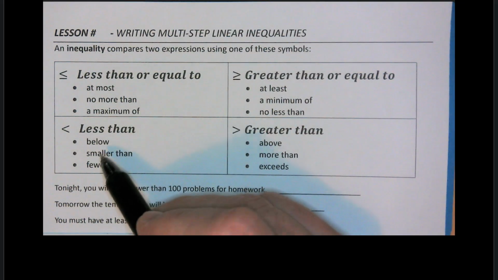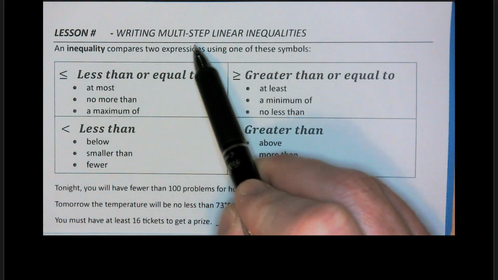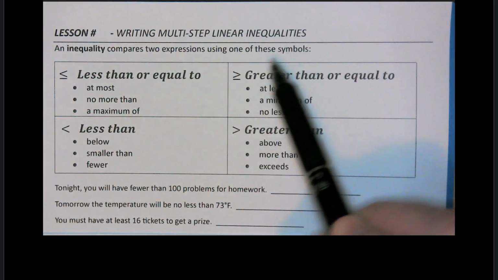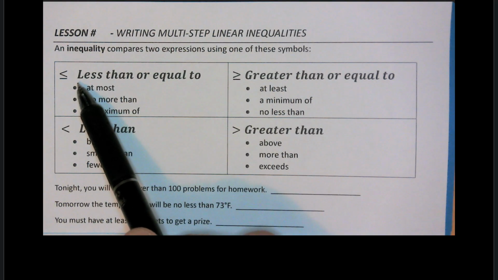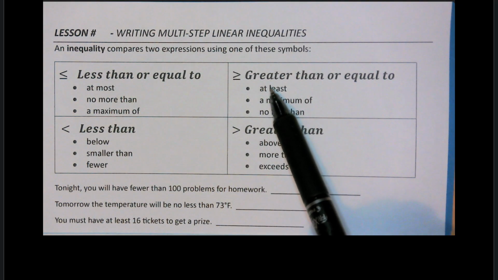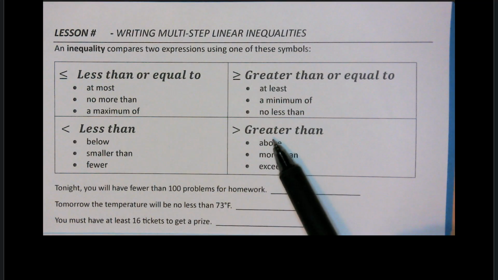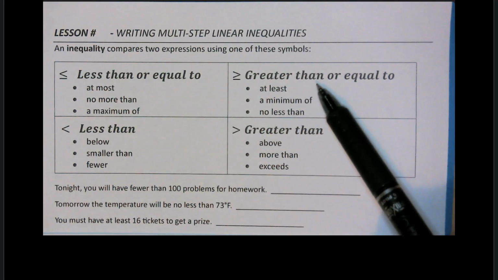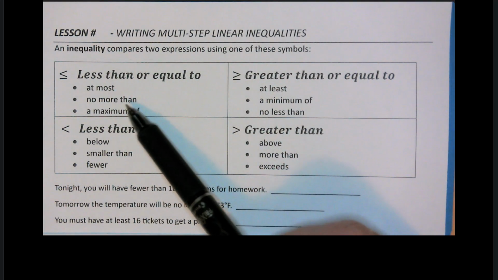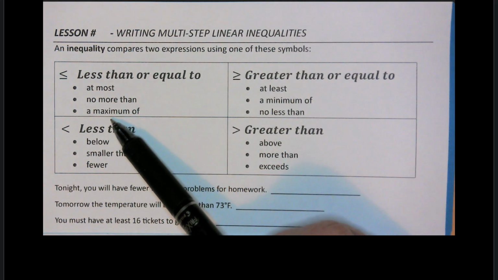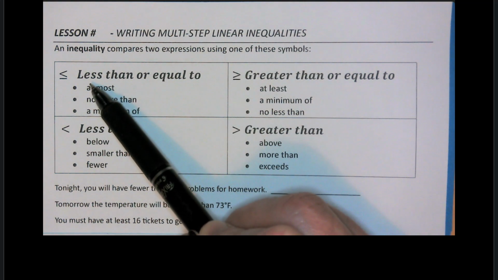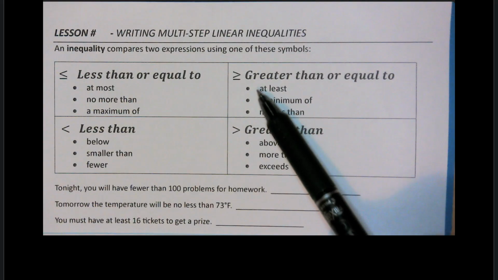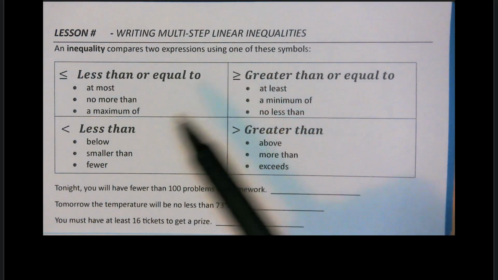Hello and welcome. In this lesson, we're going to talk about writing multi-step linear inequalities. An inequality compares two expressions using these symbols: less than or equal to, greater than or equal to, less than, and greater than. Here are some keywords related to each of these inequalities. At most, no more than, a maximum of is for less than or equal to. At least, a minimum of, no less than is for greater than or equal to.